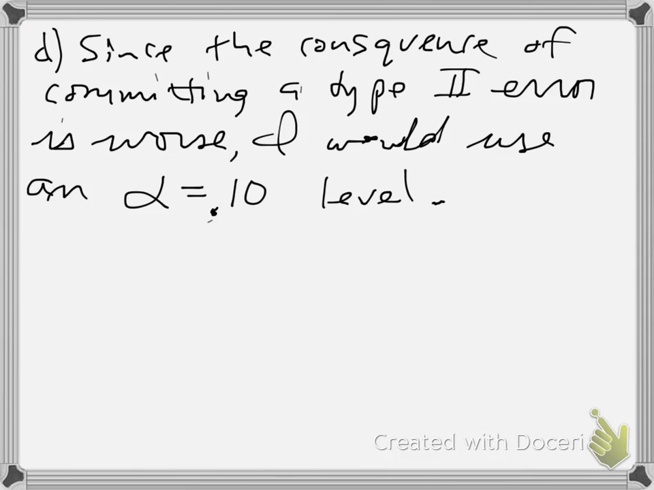So I'm going to use a 10% significance level. That might mean I make a type 1 error sometimes. I'm more likely to commit a type 1 error, but I can live with a type 1 error in this case. I'm less likely to commit a type 2 error, and I don't want to do that.